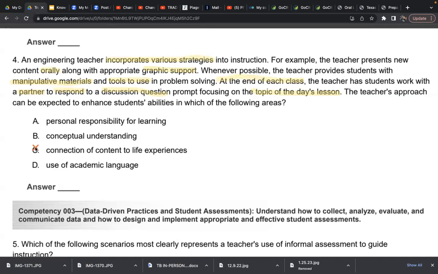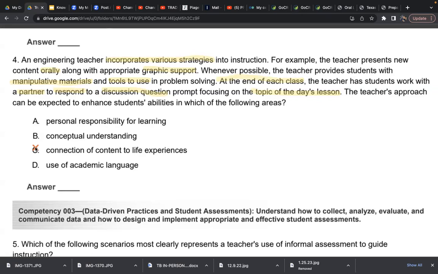What else? This is a very tricky question. Yeah, D. D what? Use, let me see. If it's a group, can it be a personal responsibility for learning? There's nothing in there that says the student has to take personal responsibility for learning. I don't see anything in there.